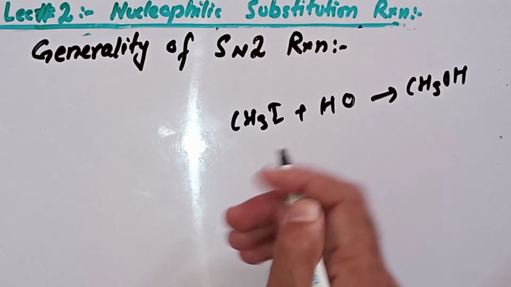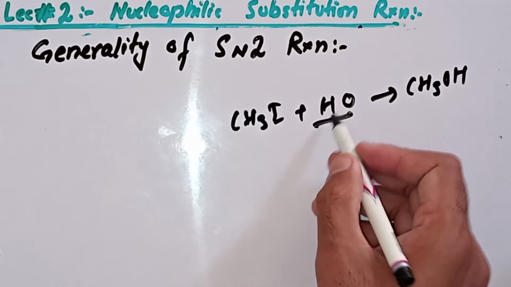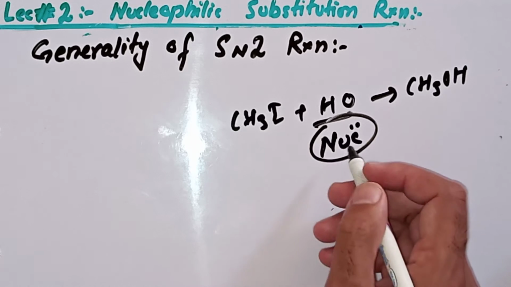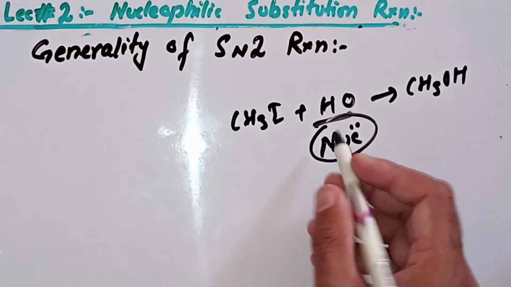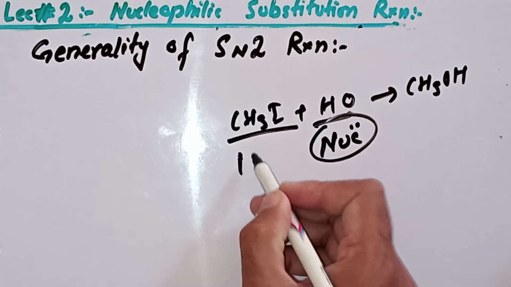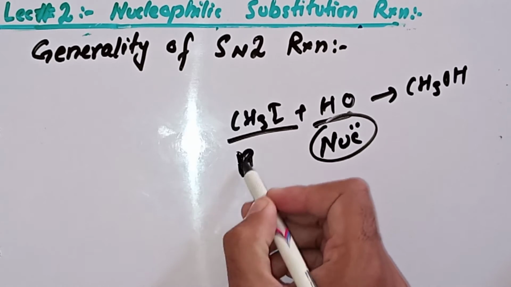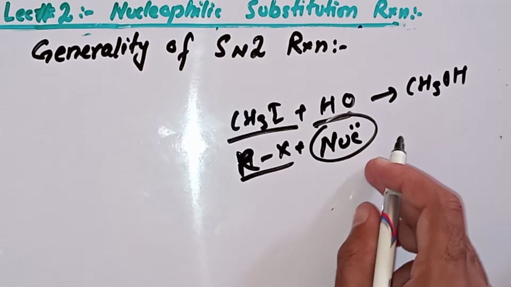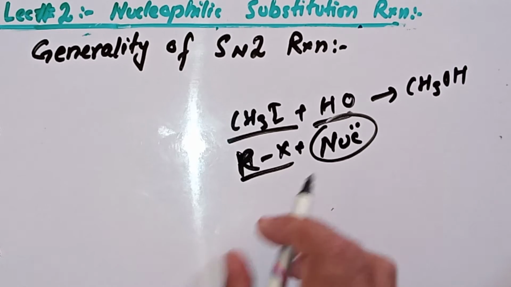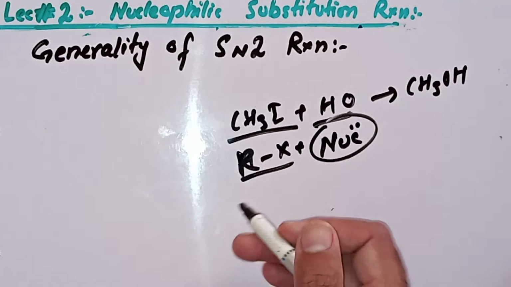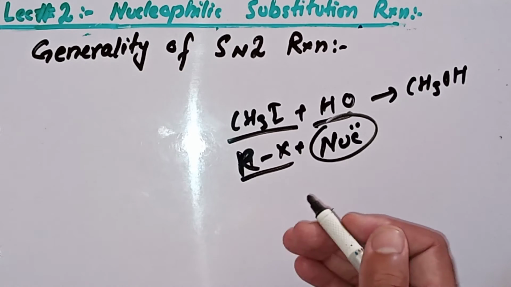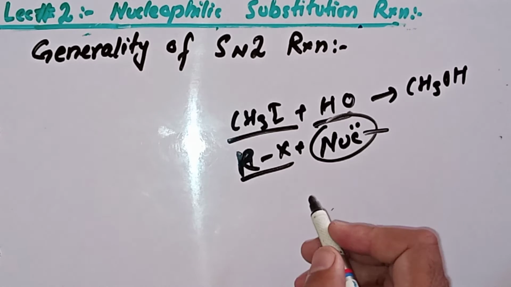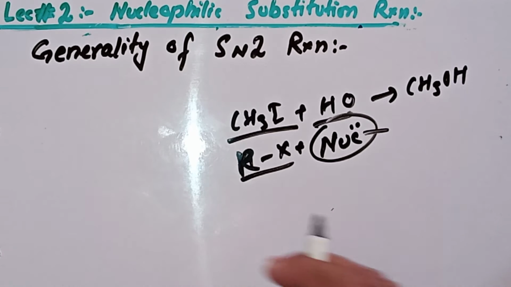Other nucleophiles can be used instead of OH. Generally, let's suppose this is a nucleophile. Some other nucleophile converts an alkyl halide into a variety of different functional groups. In the following table, I show you different nucleophiles having different products.